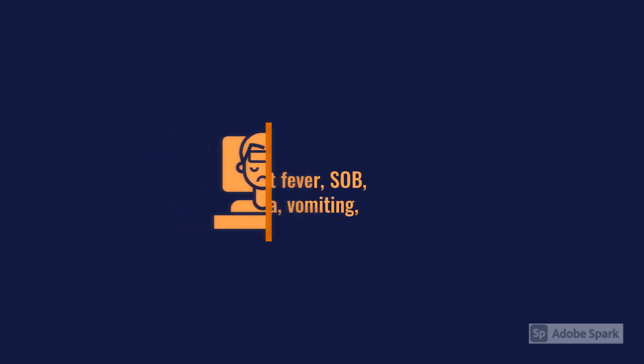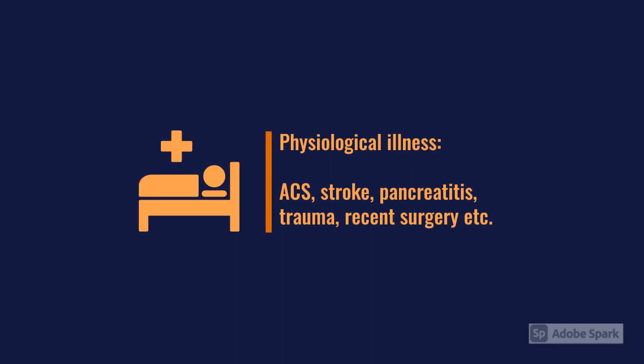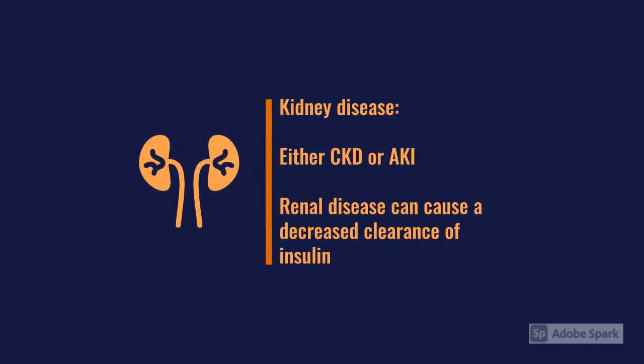Is there any physiological illness? So we think about those SIRSy type illnesses. Is there an MI, pancreatitis, stroke? And kidney disease, either an acute kidney injury or a chronic kidney disease, can contribute to hypos as well. It causes a decreased clearance of the insulin, which can lead to more floating around the system and therefore a hypo.